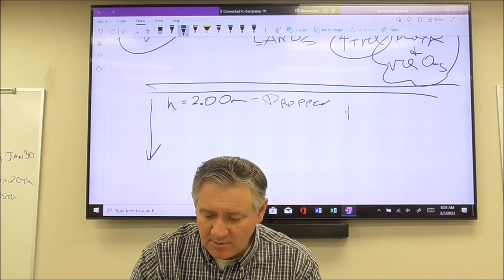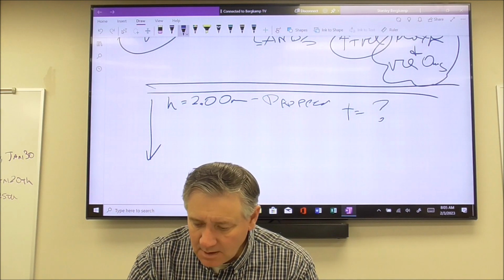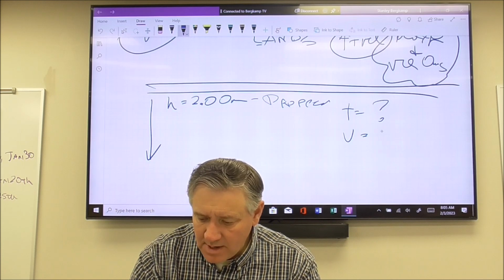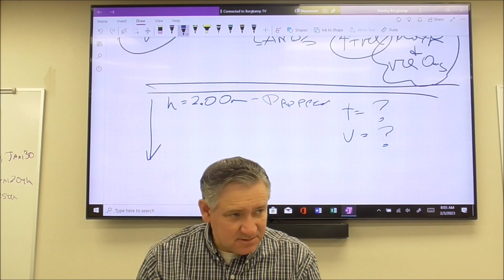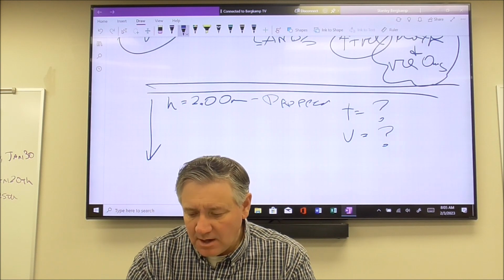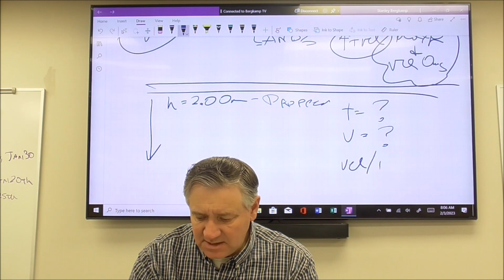So what I want to know is a couple of things. I want to know how long it's going to take for it to land. And I want to know how fast it's going when it lands. Okay, so those are the two things that I want to know. I also want to draw a velocity time graph.